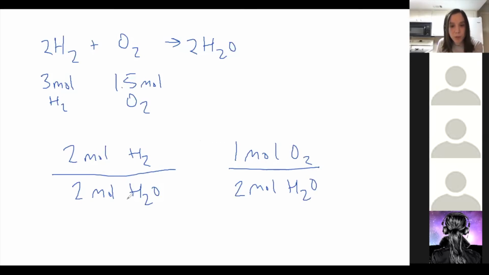These could be flipped too if you needed to. Again, it depends upon what you've been given, what you need to figure out. But any one of these can be related to each other. It doesn't matter if on the same side or on different sides. You can use it to predict any amounts of reactants or products in a reaction.